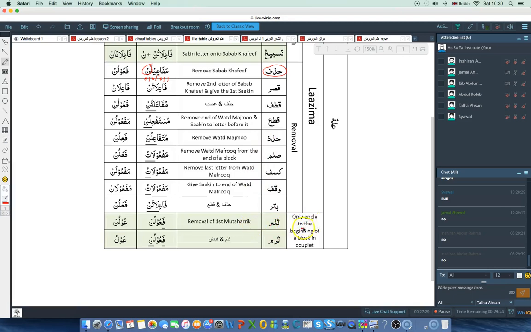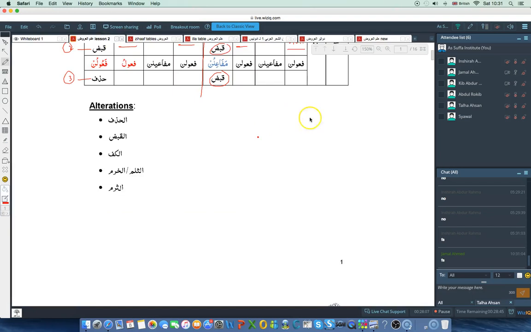So okay, thalam is here. This only applies to the beginning of a block in a couplet. So the first block in the couplet, it only applies to that first one. It does not apply to any of the other ones. Remember that. So thalam is the removal of the first mutaharrik. Mutaharrik means a letter with a vowel on it. So you remove the first letter that has a vowel. For example, fa'ulun. Which letter in fa'ulun is the first letter with a vowel? Fa. So you remove the fa. What are you left with? Ulun.